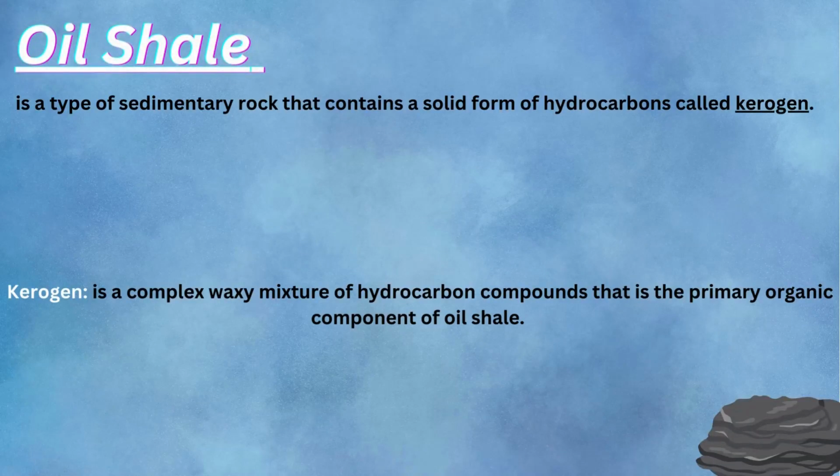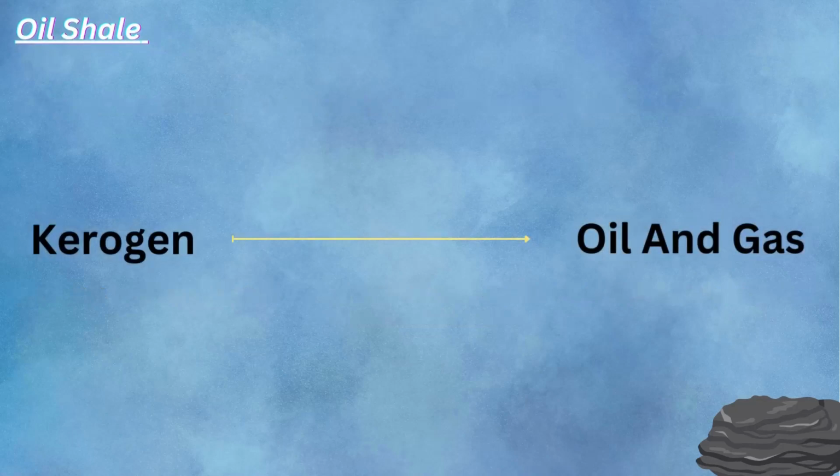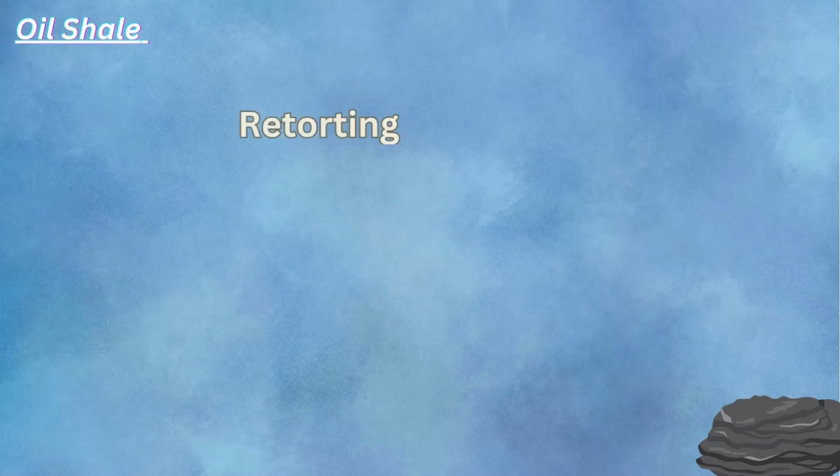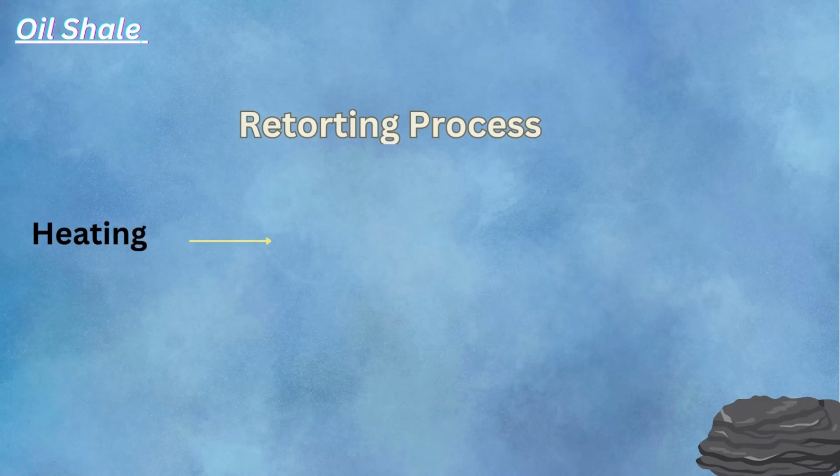Oil shale is a type of sedimentary rock that contains a solid form of hydrocarbons called kerogen. And the kerogen is a complex waxy mixture of hydrocarbon compounds that is the primary organic component of oil shale. This kerogen can be converted into oil and gas through an energy-intensive process known as retorting. Retorting is the process used to extract oil and gas from oil shale.